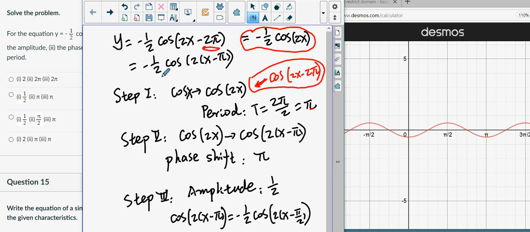So after we understand those 3 steps, the value here would be easy for us.